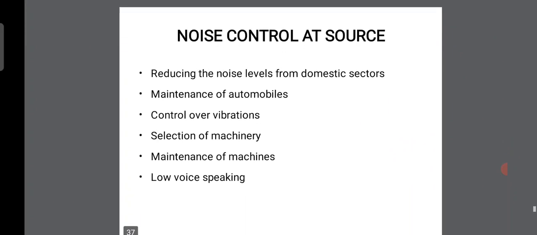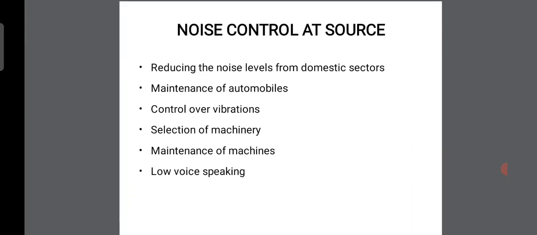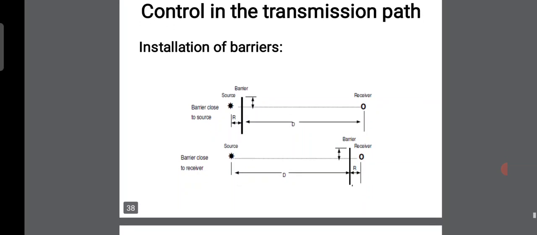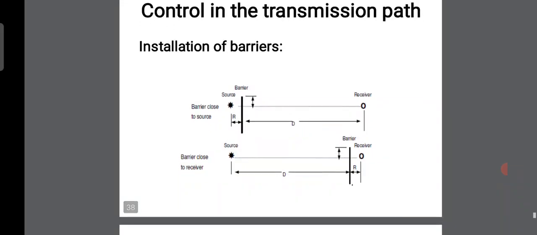Noise control at the source: reducing the noise levels from domestic sectors, maintenance of automobiles, control over vibration, selection of machinery, maintenance of machines, low voice speaking. Control in the transmission path. We can install barriers in the transmission path so that the level of noise received by a receiver will get reduced.